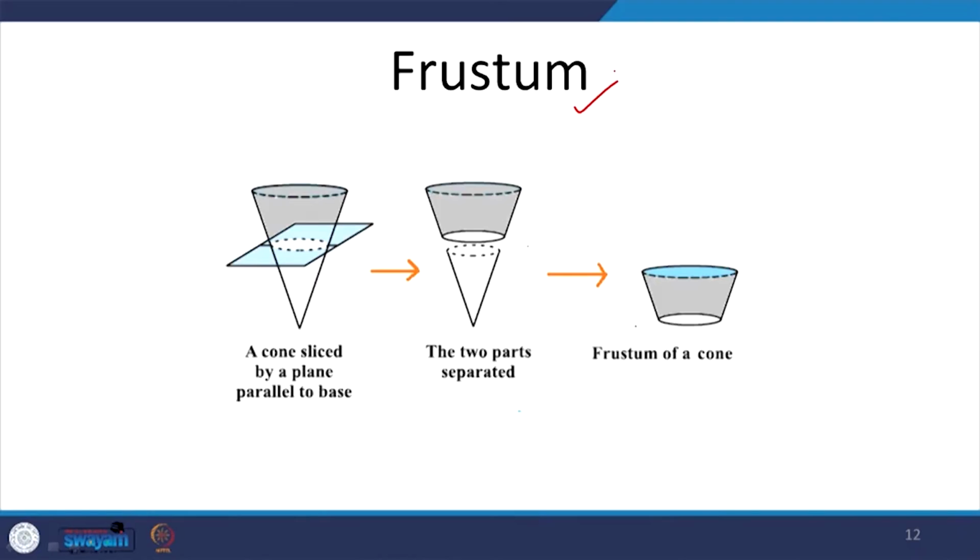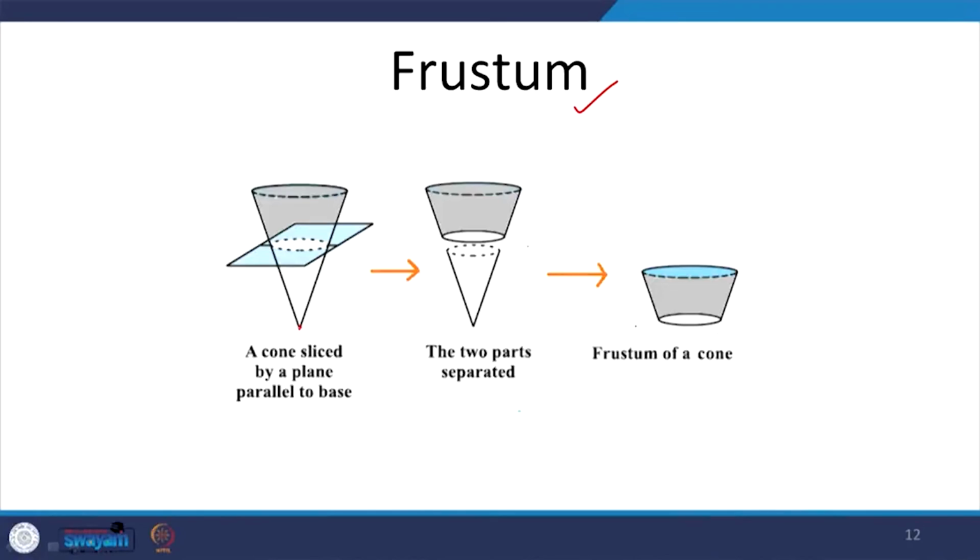So, these were the different basic solids of revolution. Now, there is another category which is derived from these basic solids, which is the frustum. The frustum could also be of a solid of revolution or of a polyhedron. But what is a frustum? It is when we have a cone or a pyramid sliced by a plane. So, this is the section plane.